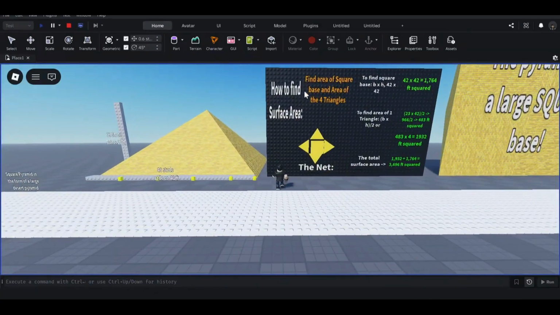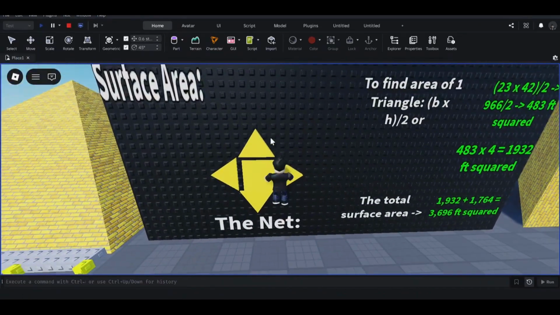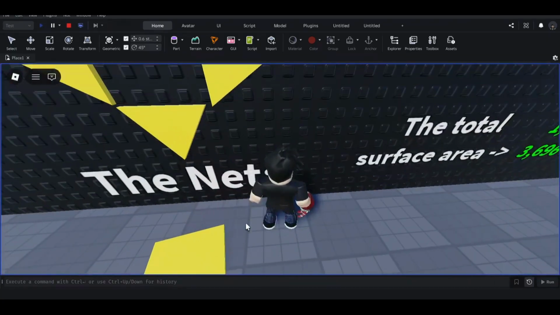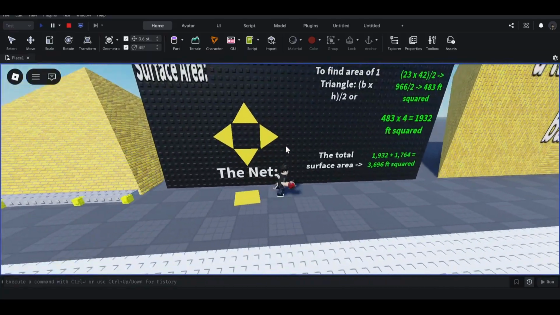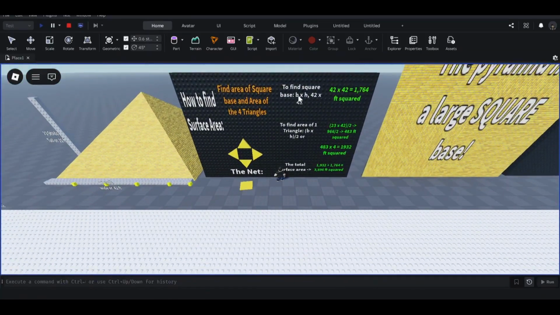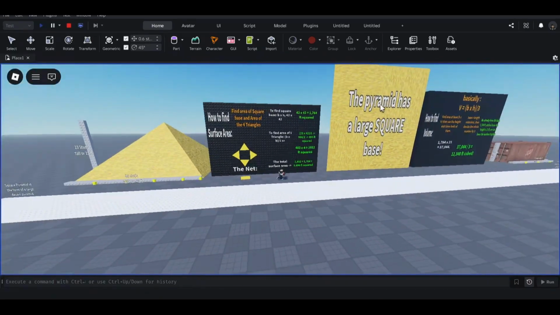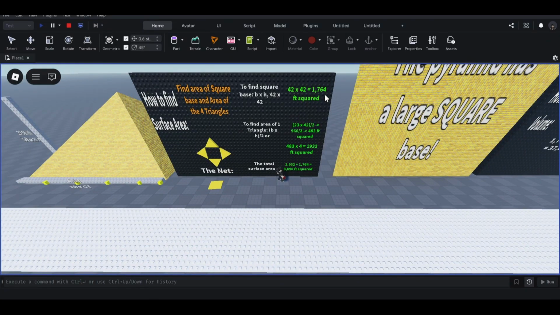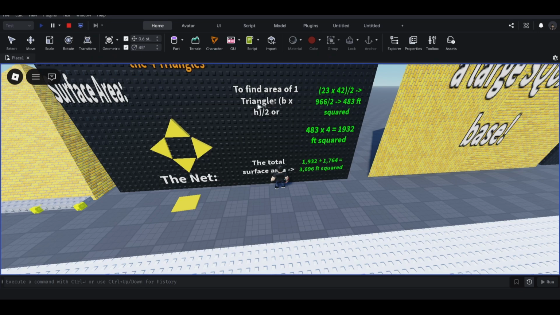Okay, so to find the surface area, you need to find the area of the square base right here. It's falling off a little bit. You need to find the area of the square, and you need to find the area of the 4 triangles, as you can see here. To find the square, since it's 42 feet on each side, you just go 42 times 42 because base times height. 42 times 42 is 1,764 feet squared. Okay, to find the area of the triangle, it's base times height divided by 2.